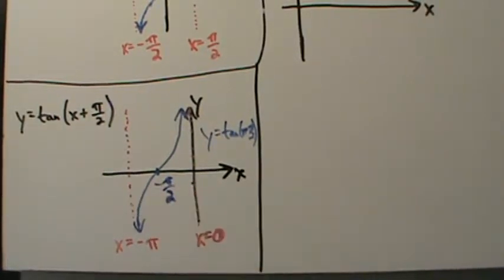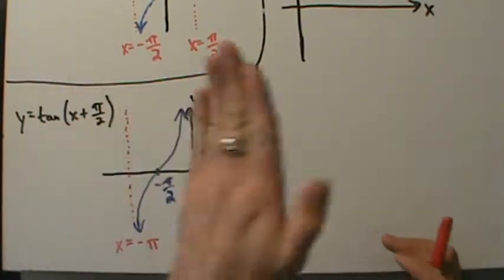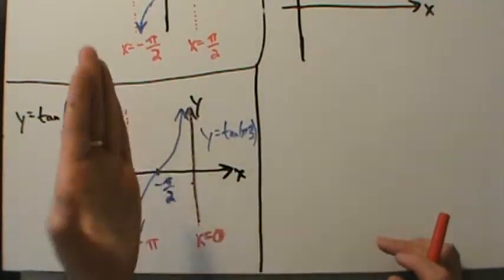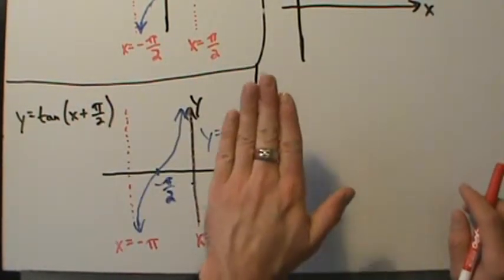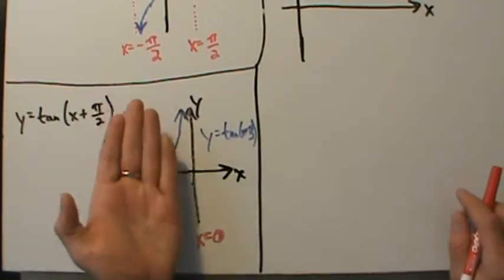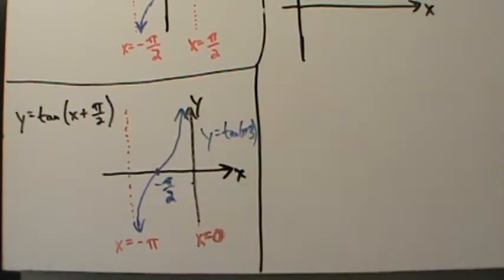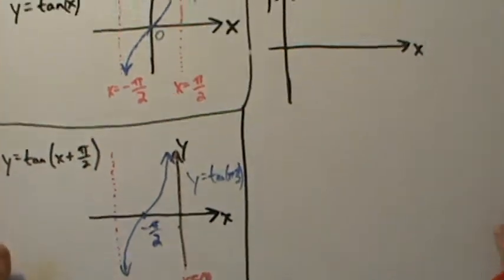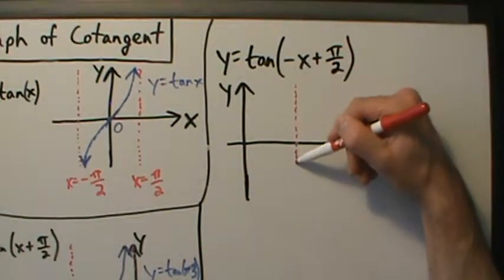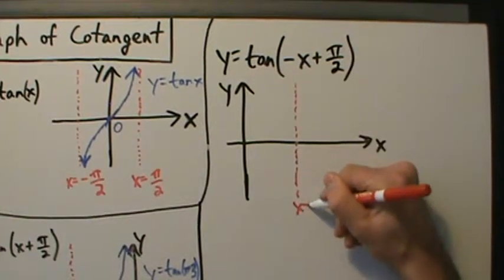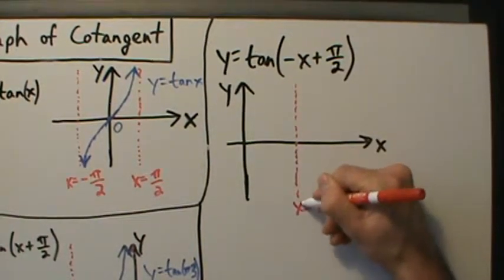Where does that go? Well, if we take x equals negative pi, reflect over the y-axis, that's going to become x equals positive pi, right? So just imagine taking this, folding it over, and then leaving an imprint here. X equals negative pi becomes x equals positive pi. Okay, so that's one asymptote there. So this is x equals positive pi.